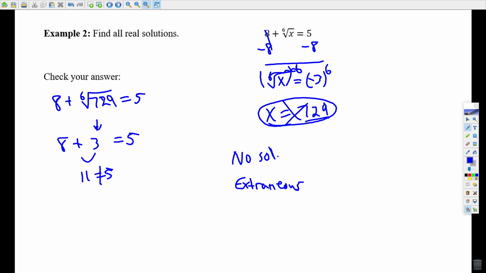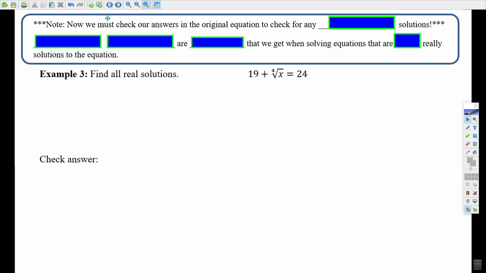We solved everything correctly. We did all the right steps. But when we did our check over here and went down through it, it does not work. This is not a right answer. And maybe you can look at these equations and figure out why that is from the very beginning. And I hope you can figure that out as we go through this. Let's talk about what this means. Extraneous solutions. So note, we still have to now check our answers in the original equation. Because we're checking for this new thing called extraneous solutions.